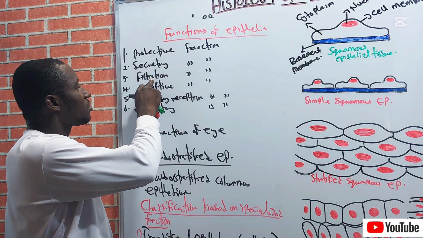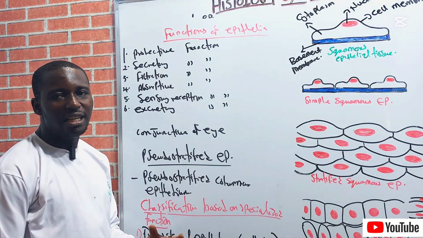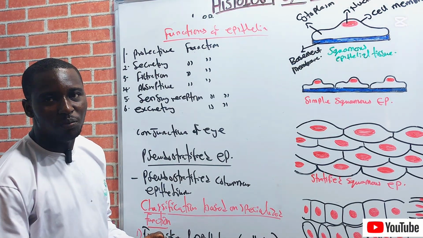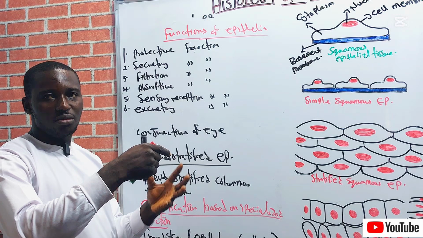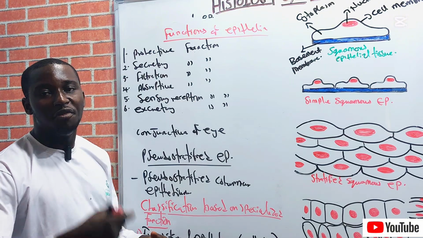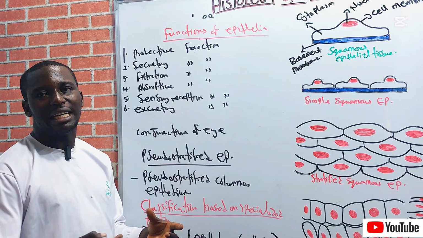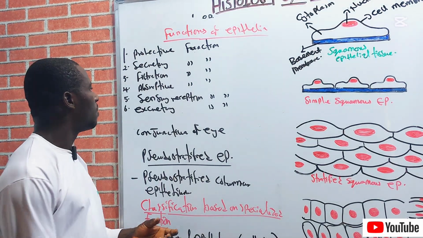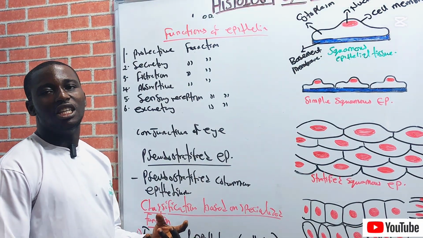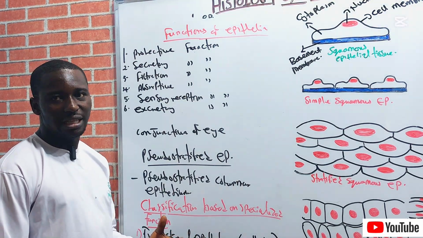The filtration function, your mind should go to the type of epithelium that aids in filtration. First of all, the epithelium that is found in the urinary system helps in filtration. They filter the blood. Even the epithelium that is found in the respiratory tract helps to filter the air. So they play a role in filtration function. Then in absorptive function, the epithelium that is found in the small intestine, which is simple columnar epithelium, helps to absorb nutrients into the system.